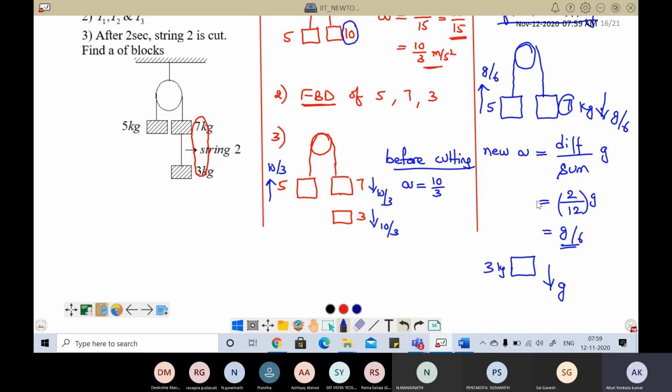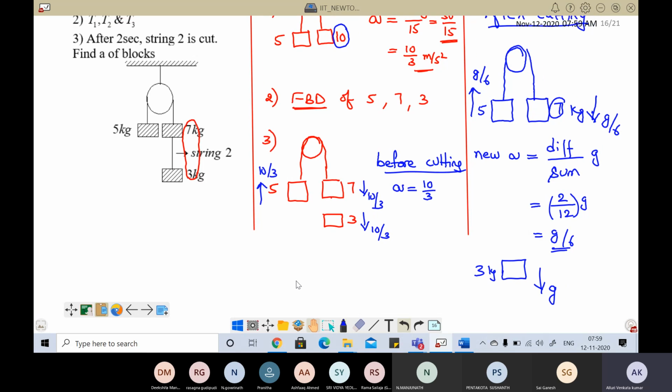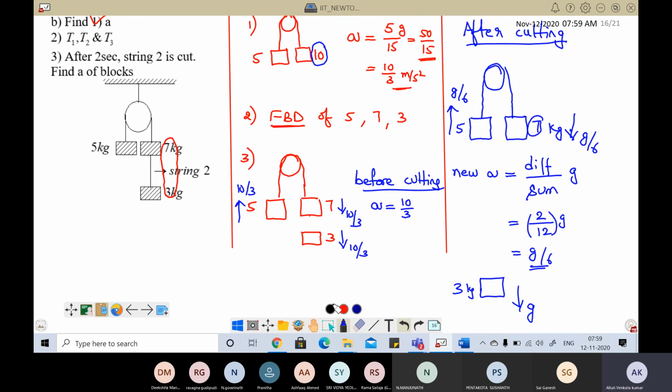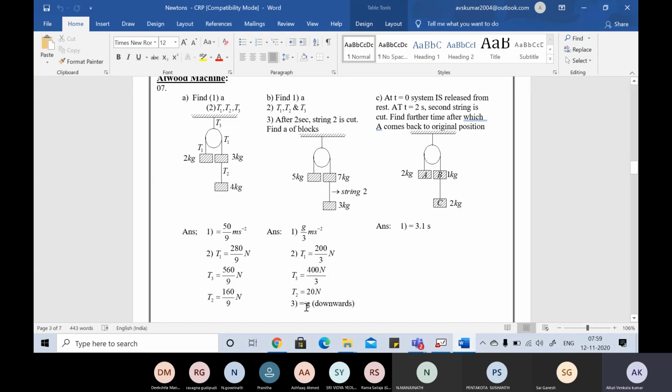Please remember, see here, before cutting the 7 kg and 3 kg blocks are moving 10 by 3 downwards, and 5 kg is moving 10 by 3 upwards. After cutting, 5 kg is moving g by 6 upwards, and 7 kg is moving g by 6 downwards, and the 3 kg, when you cut it, is under free fall, no? So it will have the acceleration due to gravity. That is what is given in the answer. So I hope you understood this one.